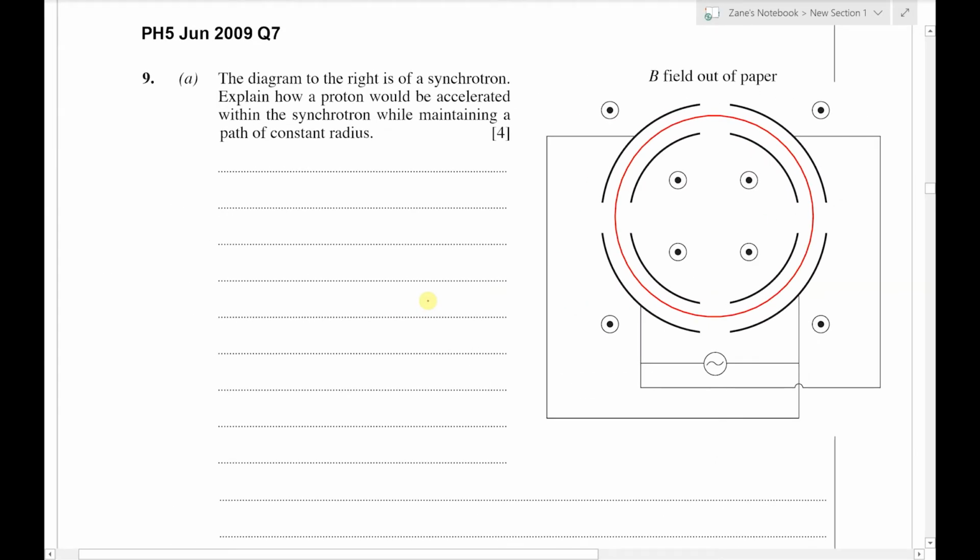This time is question 7 from June 2009's PH5 paper, and it's on particle accelerators and magnetic fields, which are currently found in Unit 4. So we've got a diagram of a synchrotron, and we've got to explain how a proton would be accelerated within a synchrotron while maintaining a path of constant radius. Well, first of all, the proton is accelerated by an electric field.